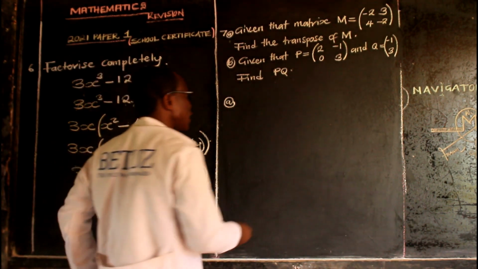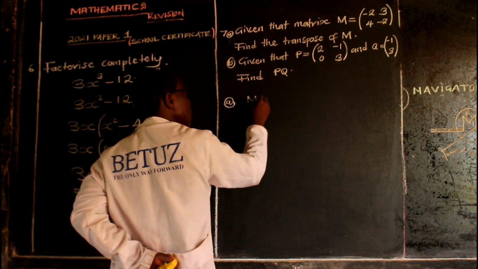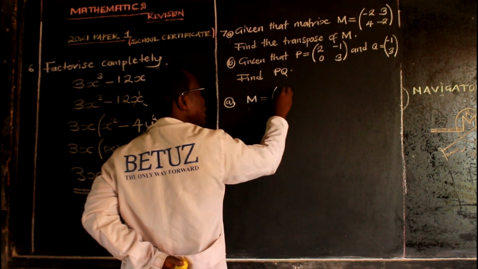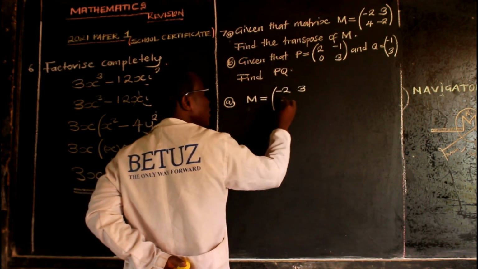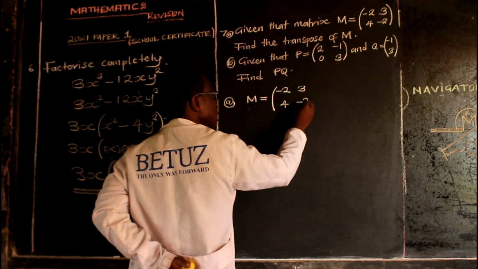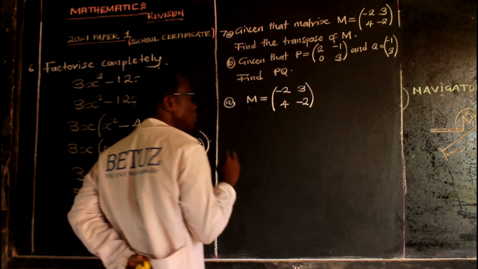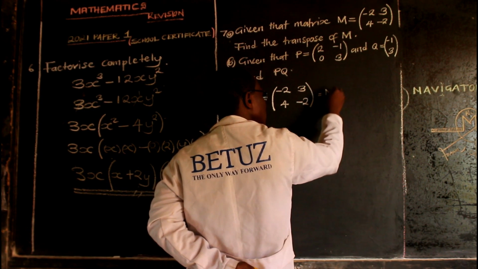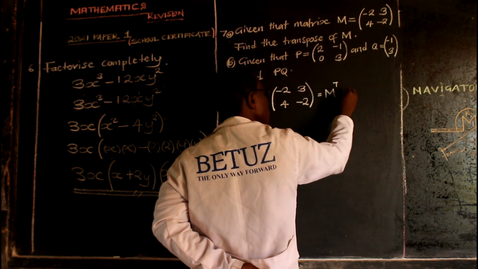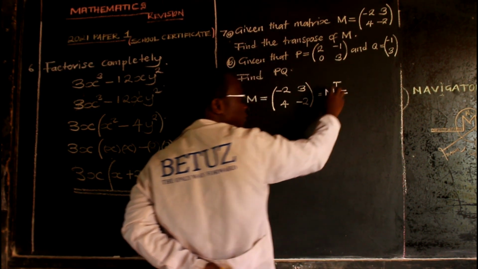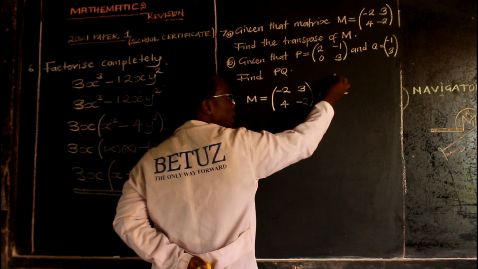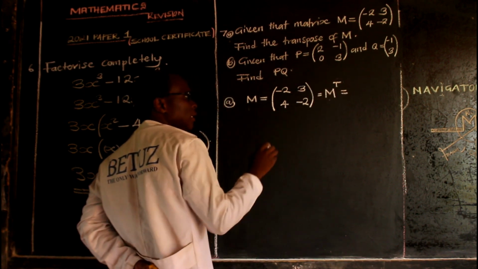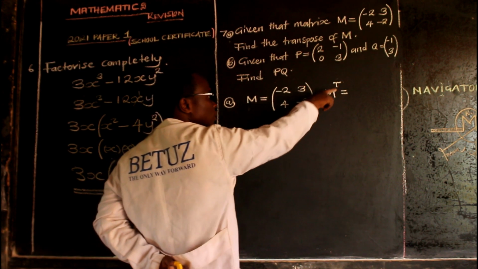So in this case, you have been given matrix M equal to negative 2, 3, 4, and negative 2. Then you have been told to find the transpose. Now, to find M transpose. This T, which is written as a power, stands for transpose. So this is M transpose.